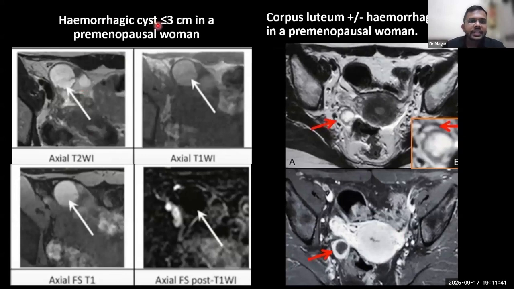Hemorrhagic cysts which are less than or equal to 3 cm in premenopausal women are also included in O-RADS 1. Corpus luteal cysts are also physiological findings in premenopausal women which are less than or equal to 3 centimeters. They are seen as slightly thick-walled small cystic lesions which show intense wall enhancement on contrast scans, and there will be associated minimal fluid in the pouch of Douglas.